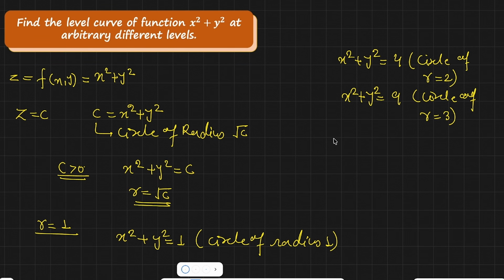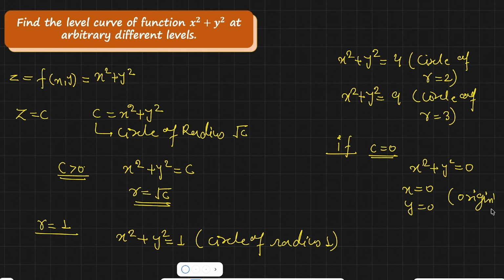If c equals 0, then what will happen? It is x square plus y square equals 0, which means x equals 0 and y equals 0. It will represent the origin. These are the different level curves. If c is less than 0, then there is no level curve, because x square plus y square equals c, and x square plus y square is always positive, so there is no level curve.